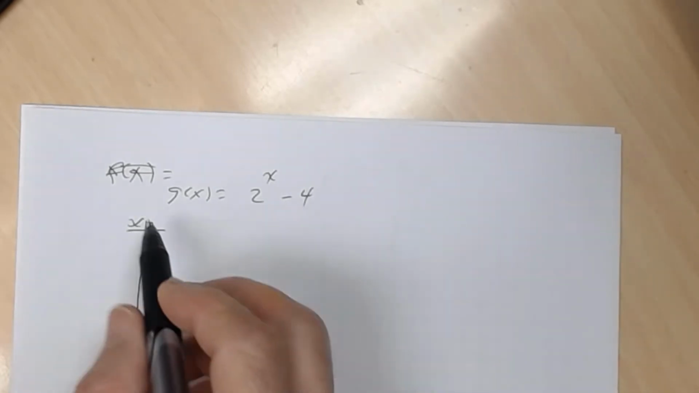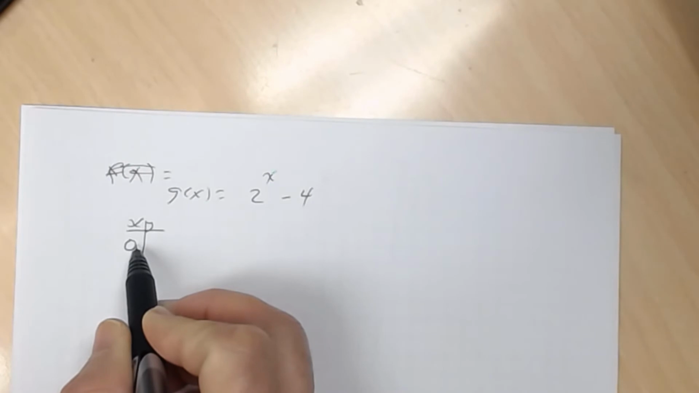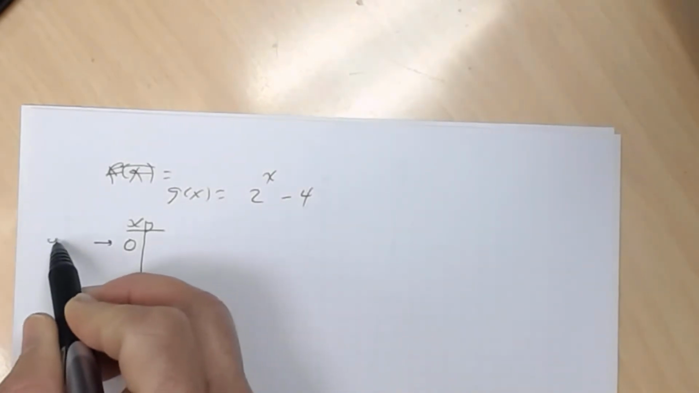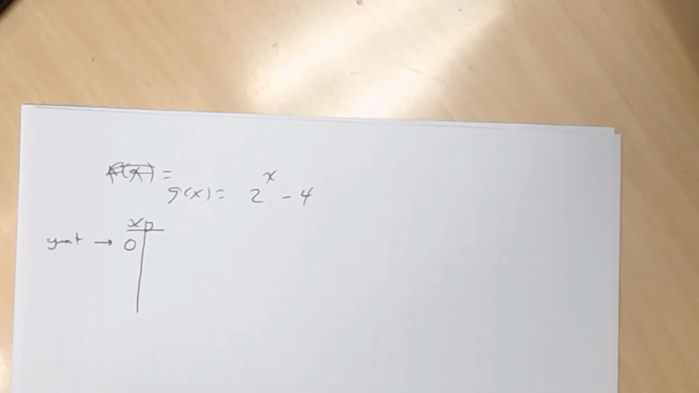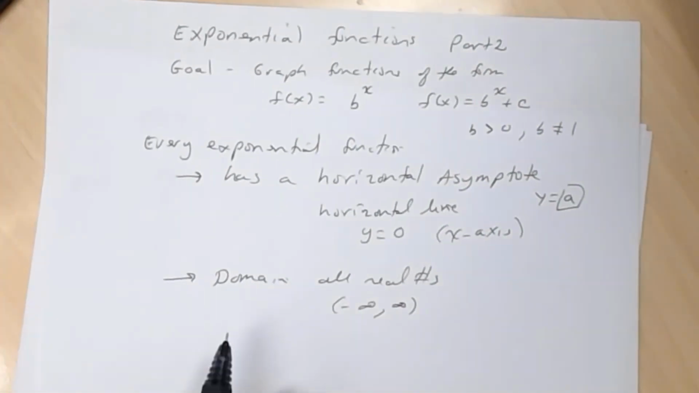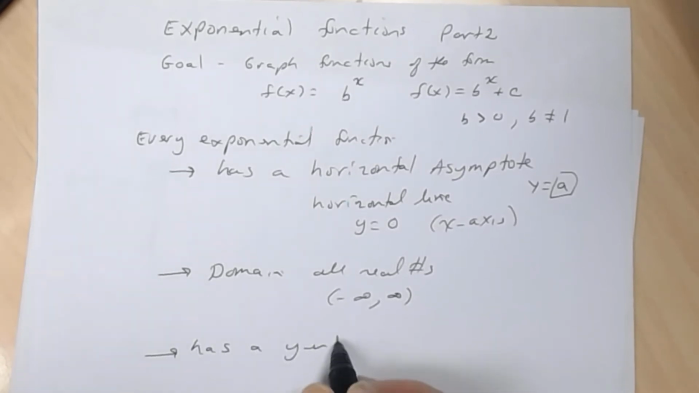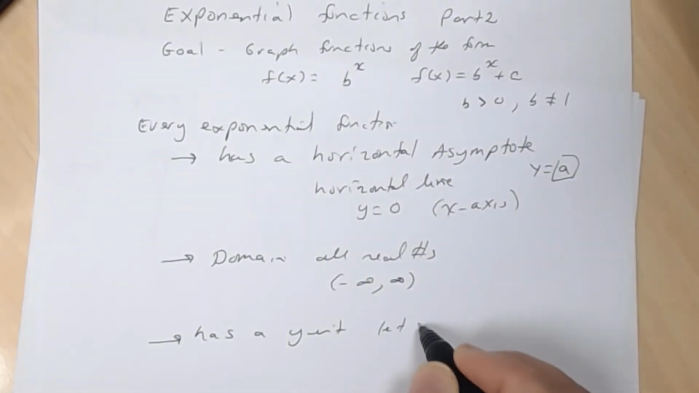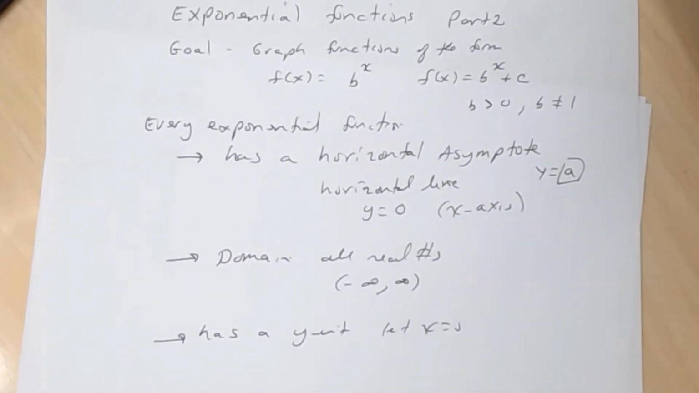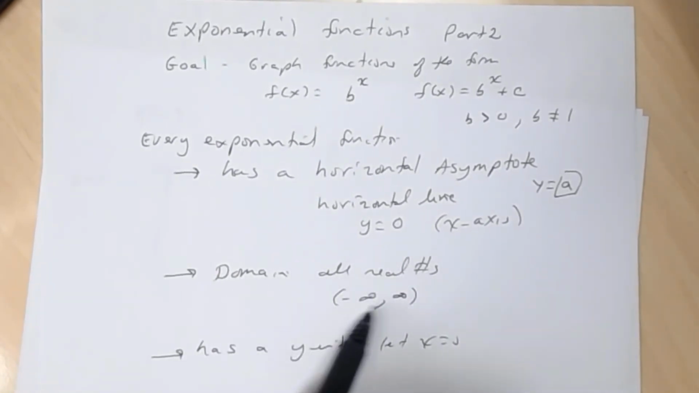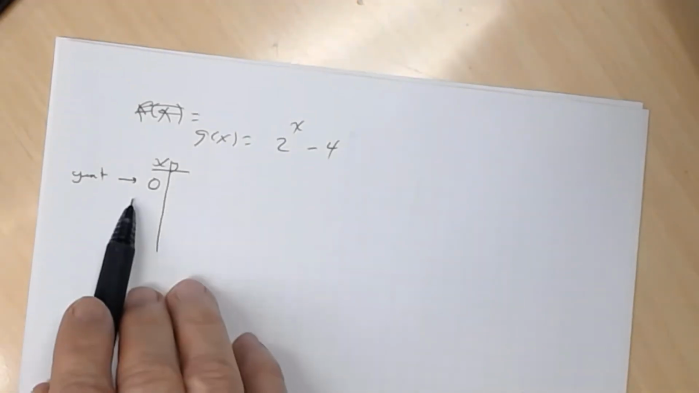Let's see. If x is 0, I'm going to have a y-intercept, right? Remember, to find the y-intercept, you let x be 0. Another thing I want you to know now is this: every exponential function has a y-intercept. And you might say, why does it always have a y-intercept? Because what's the domain? Domain is all real numbers, isn't it? So x equals 0 is in the domain, so it's going to have a y-intercept. To find the y-intercept, you just let x be 0.